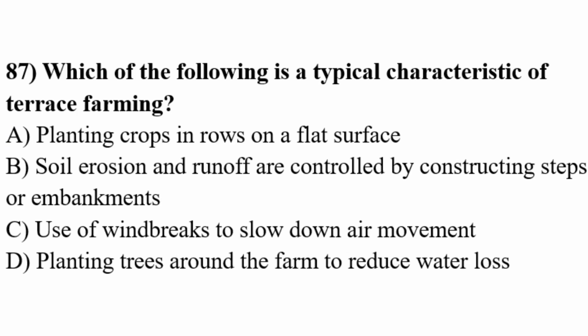87. Which of the following is a typical characteristic of terrace farming? A. Planting crops in rows on a flat surface. B. Soil erosion and runoff are controlled by constructing steps or embankments. C. Use of windbreaks to slow down air movement. D. Planting trees around the farm to reduce water loss.